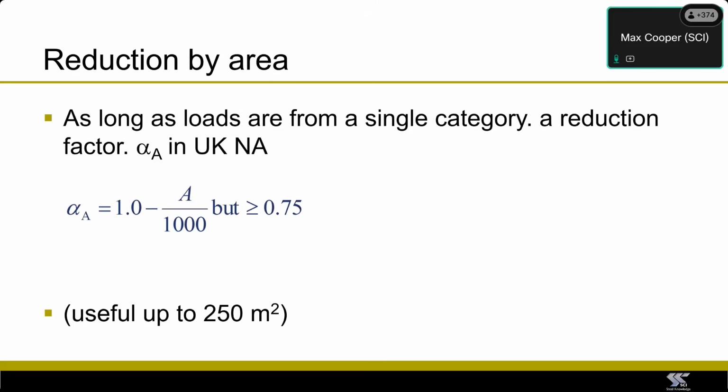So for reduction factors by area, there is an expression that's given in the UK National Annex, and there's the expression here where A is the tributary area, or the supported area, perhaps by a beam, and we see that this gives us quite good savings. If you're looking at a long span beam, this can be very helpful.